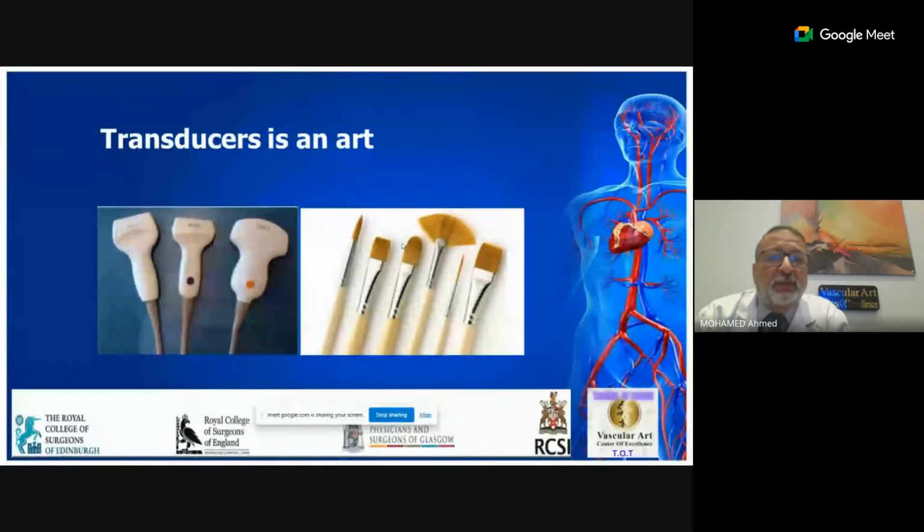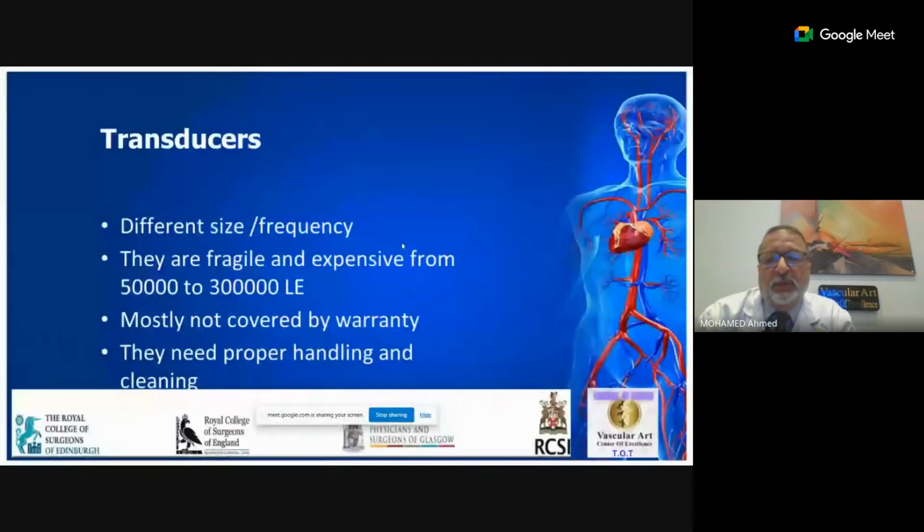What is an introducer? This is kind of an art. I will show you the hockey stick introducer for the digital artery, one of the very recent introducers that has been used. These are the transducers. You get the frequency and the size of the transducer. It is quite expensive. It can go up to 300,000 Egyptian pounds. So it's very expensive to let the cord drop to the floor, and mostly it is not covered by warranty if it gets damaged.